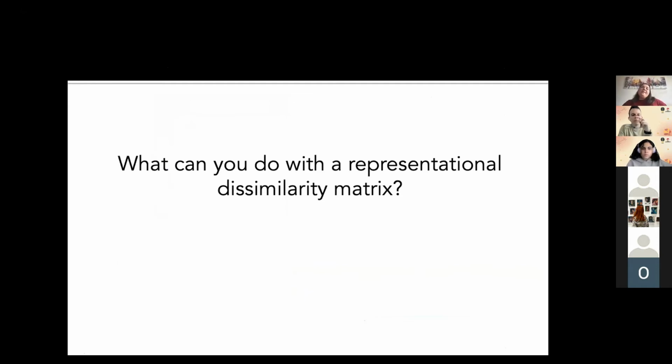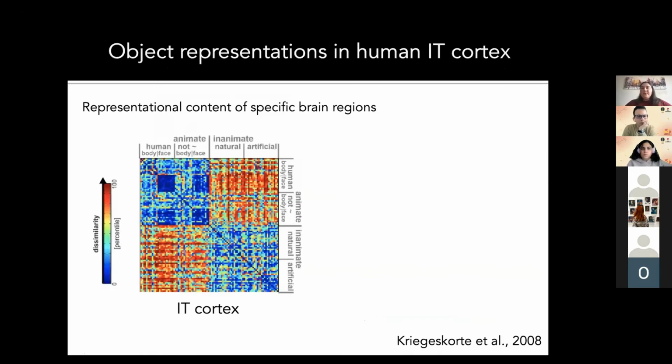Okay. And then the next question you can ask is, let's say that you have this dissimilarity matrix. What can you do with a representational dissimilarity matrix? First of all, you can examine the representational content of specific brain regions. You can examine how a region is representing a certain type of stimuli. For example, when Kriegeskorte et al. applied representational similarity analysis to the inferotemporal cortex, which is known to be an important region for object recognition, they found this dichotomy between animate objects and inanimate objects, as you can see in the matrix representation.